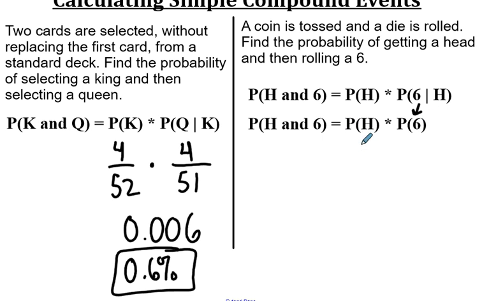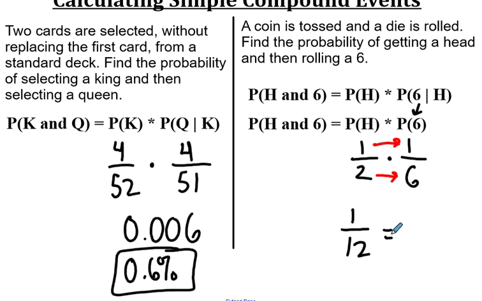The probability of getting a head is a 50-50 chance, so 1/2, times the probability of getting a 6, which is a 1 out of 6 chance. How do I multiply fractions? Numerators times numerators, denominators times denominators. I get a 1 out of 12 probability. 1 divided by 12 leaves me at 0.08, or an 8% chance.